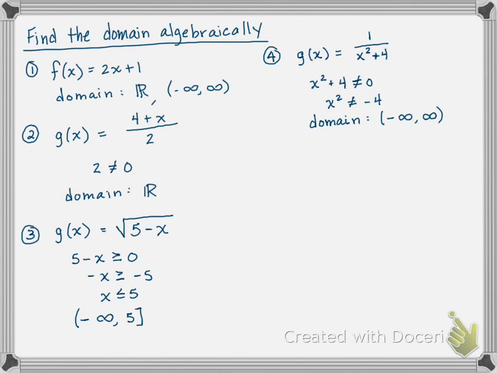Okay, let's do a couple more. Trying to think of the funny ones so we can have a look at them. Let's do f of x equals the square root of x plus 5 over x minus 1.